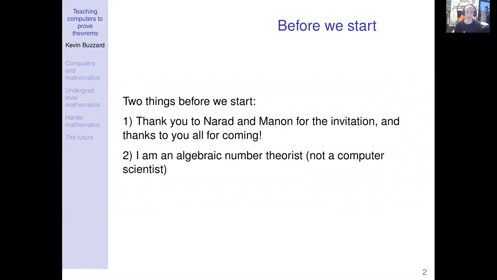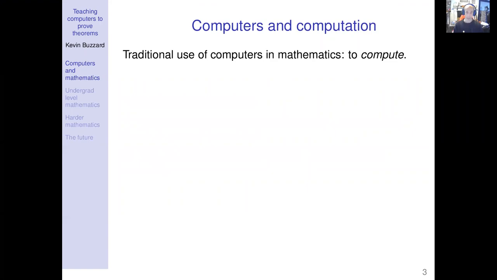Five years ago, I was doing something completely different. I was working in the Langlands philosophy, so big machinery, pure mathematics. I'll talk a little bit about why I switched and why I think what I now do is kind of interesting. As Jeff and I established in the chat before I started, the traditional use of computers in mathematics, and one you'll be hearing about next week, is to compute.